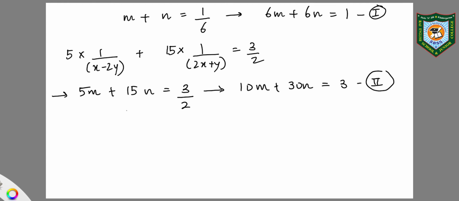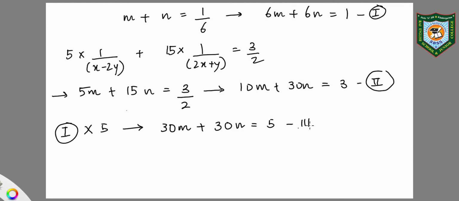Now I'll be solving this pair of equations by the elimination method. So first I need to multiply equation 1 by 5. That will give me 30n, and therefore I'll be able to eliminate n. I have 6m into 5 is 30m plus 6n into 5 is 30n is equal to 5. This is my equation number 3.